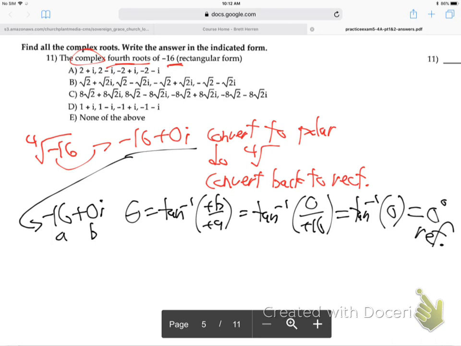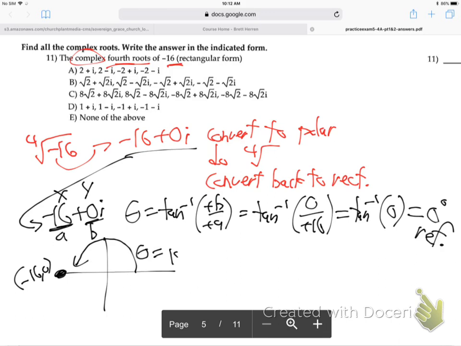We've got to find where the real angle is. So what quadrant is the real angle in? Well, this is x and y, right? Back 16, up 0. It's right there. It's not in the first quadrant. So it's 0 degrees off the axis, but what is that actual angle starting from 0? 180. That's 180, isn't it? So our actual angle is 180.